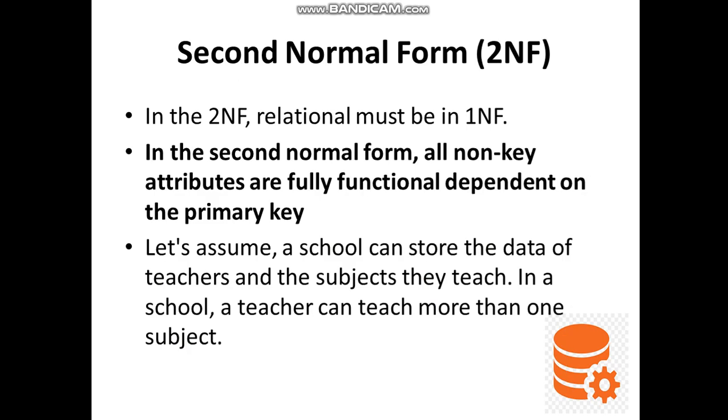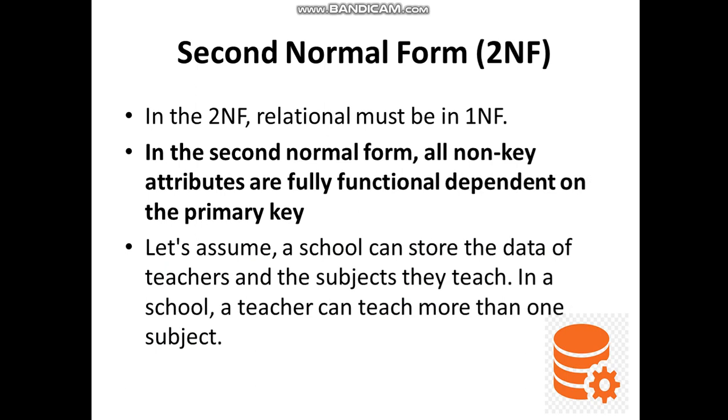Now next is second normal form, 2NF. In 2NF, the relation must be in 1NF. So the first rule of 2NF is that it should be in 1NF. That means a single cell should contain only one value. In second normal form, all non-key attributes are fully functionally dependent on the primary key. Non-key attributes are the attributes other than those that uniquely identify your table, correct? So all non-key attributes should be dependent on the primary key.